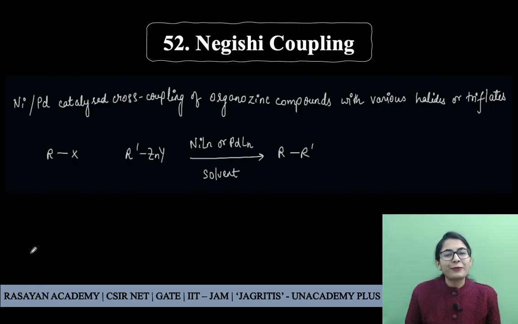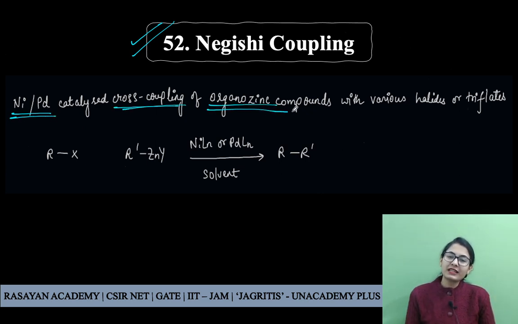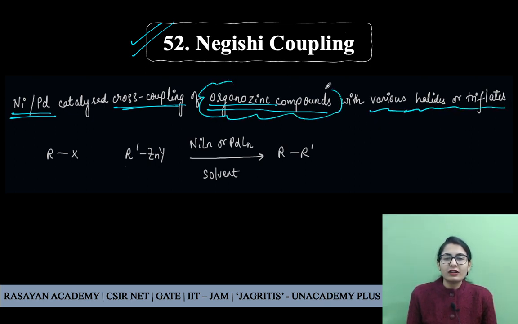Let's do one more name reaction, that is your Negishi coupling. So once again, coupling reactions are so easy. So it is a nickel or palladium catalyzed cross coupling of organozinc compounds with various halides or triflates. So once again, you are focusing on zinc, RZnX. So you are working on RZn compounds, your organozinc compounds, in the Negishi coupling.